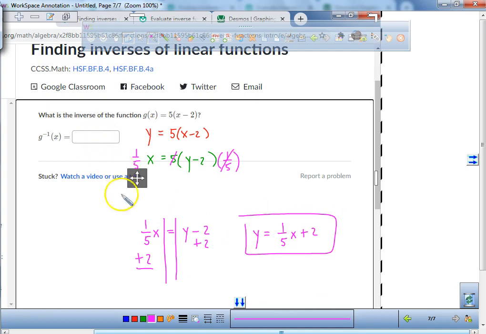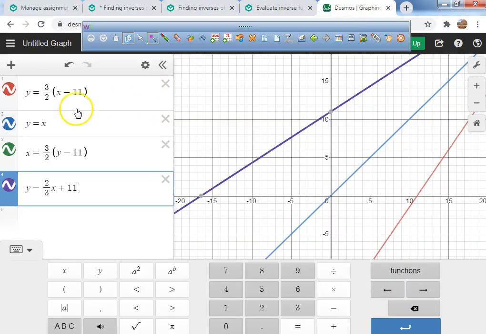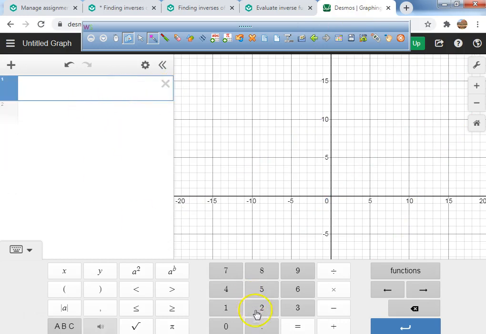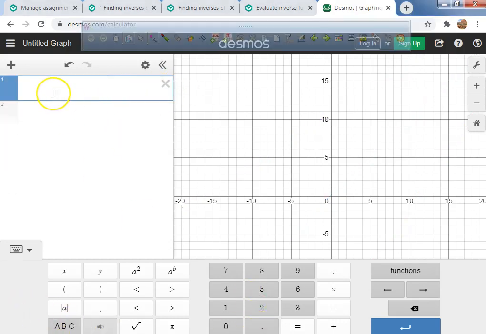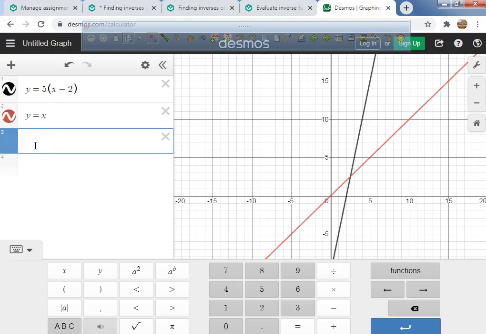Now, I am going to type this into Desmos so you can see that it actually does work. So let's go over here to Desmos. All right, so here we go. I'm going to type in our original function, which is y equals 5 parentheses x minus 2. All right, and that reflects across y equals x. Now look what happens when I exchange the x and the y.